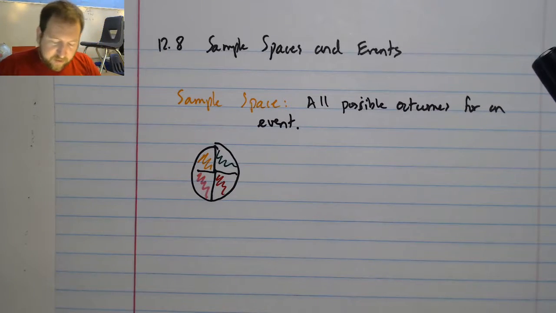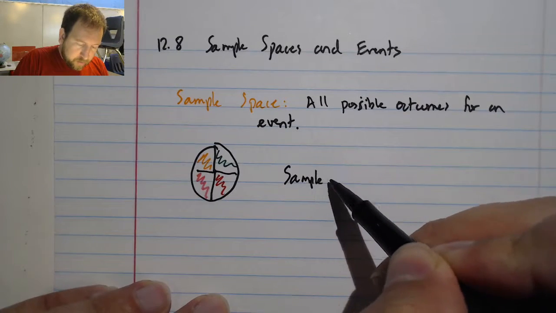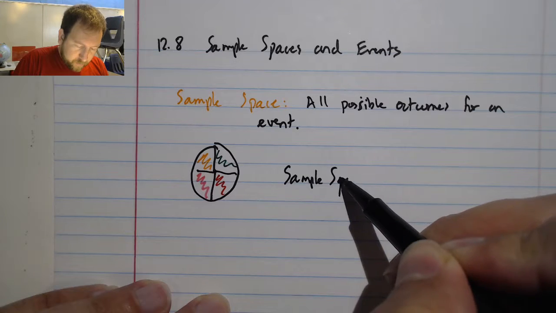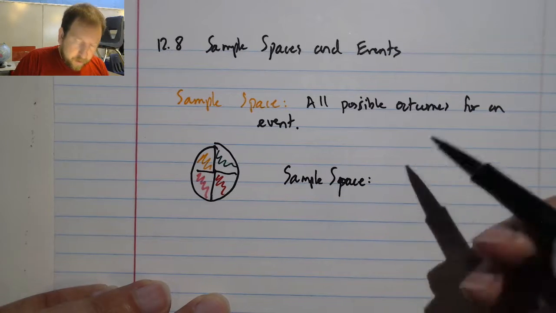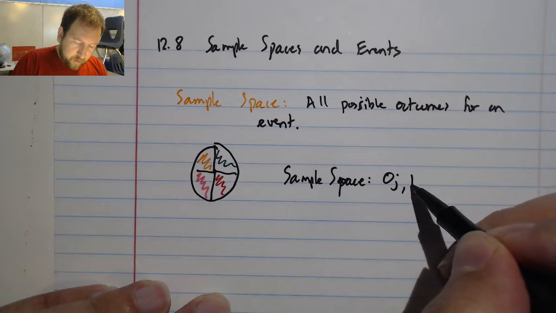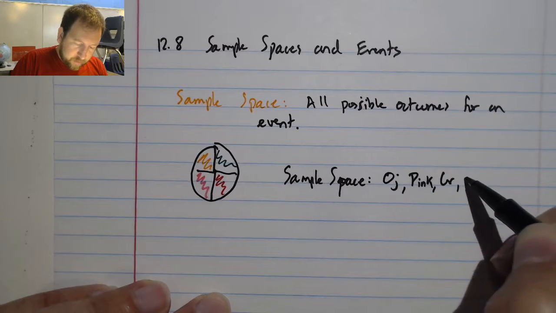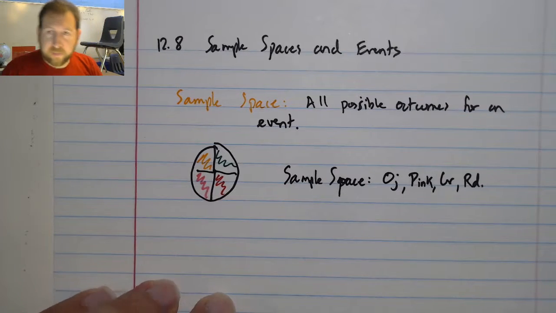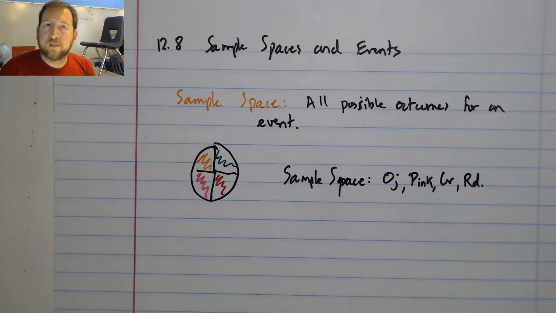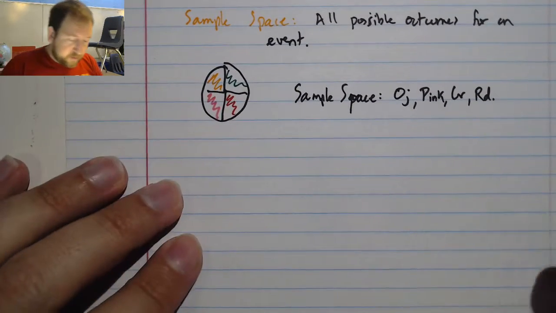And if I spin this spinner, my sample space would simply be orange, pink, green, and red. Those are the only possible outcomes I can get from this event. If this is my sample space, it is everything I can possibly get. Take a look at another example.